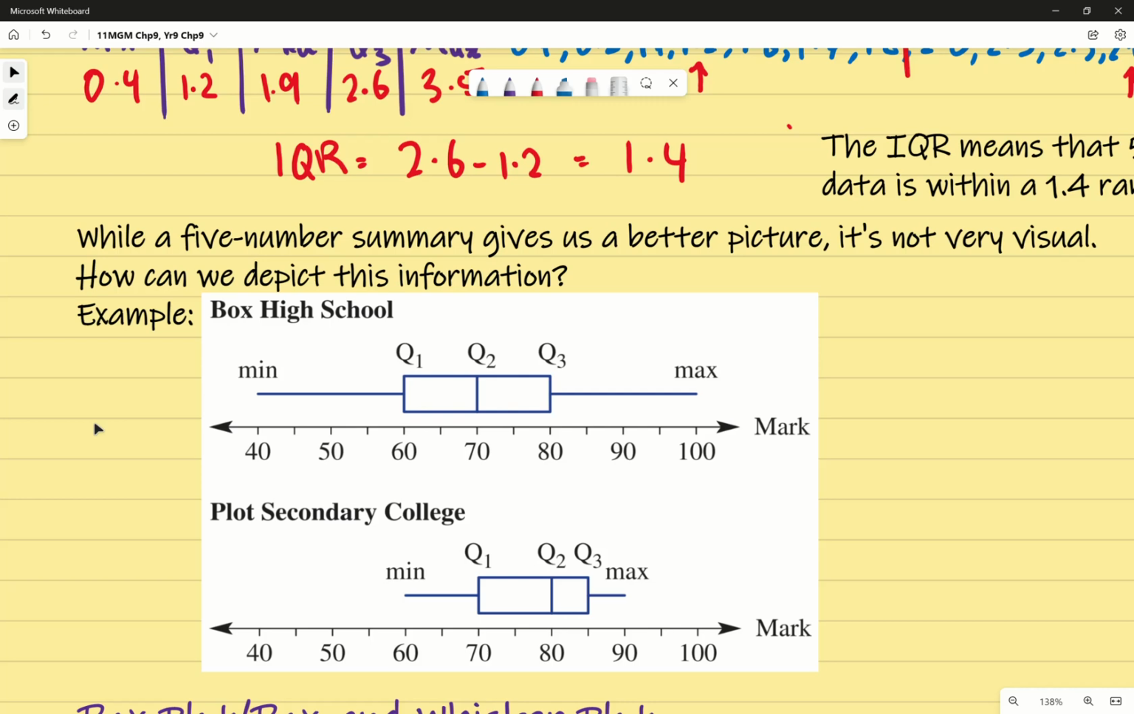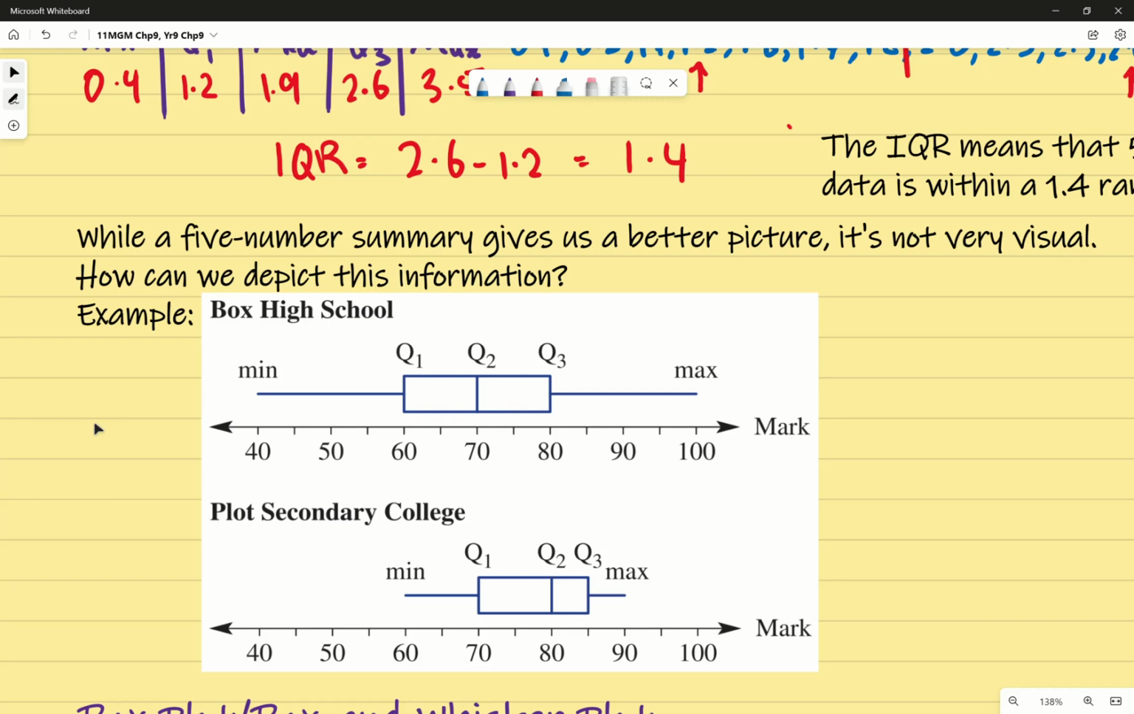They both have a box. They both have a box, sure, but let's look a little bit further. Let's look at what the numbers would represent. Let's say that these are the scores on a math test. Which one would you say is the better, quote-unquote, better school? There's no wrong answers here. What's the better school for marks? Yeah, Zinzi. Plot Secondary. Why?